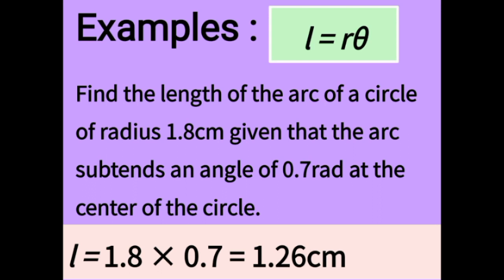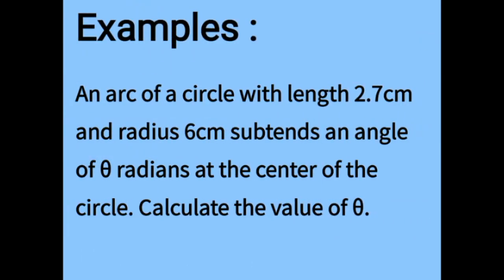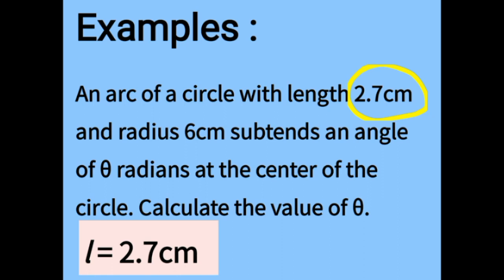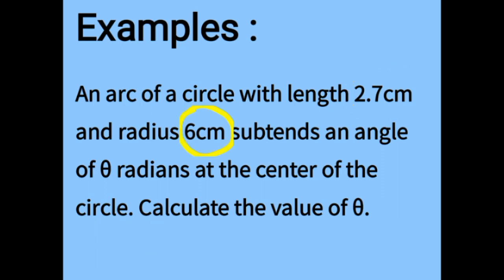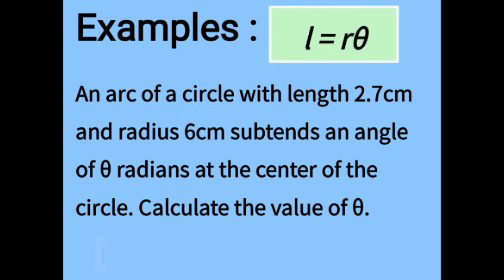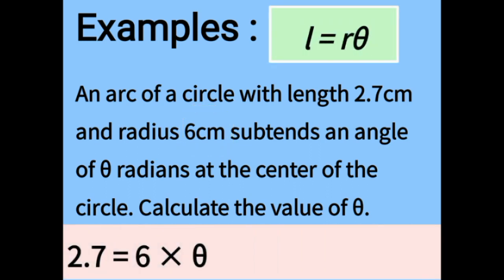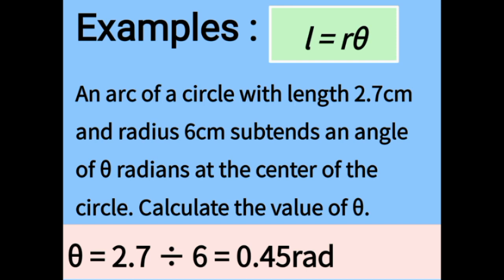Now let's take a look at a few more examples. An arc of a circle with length 2.7 centimeters and radius 6 centimeters subtends an angle of theta radians at the center of the circle. Calculate the value of theta. So here we know the arc length as 2.7 centimeters, so L equals 2.7 centimeters, and the radius is 6 centimeters, so r equals 6 centimeters. Now here we can use the formula L equals r theta to find the value of theta. So 2.7 equals 6 times theta. Theta equals 2.7 divided by 6 equals 0.45 radians.